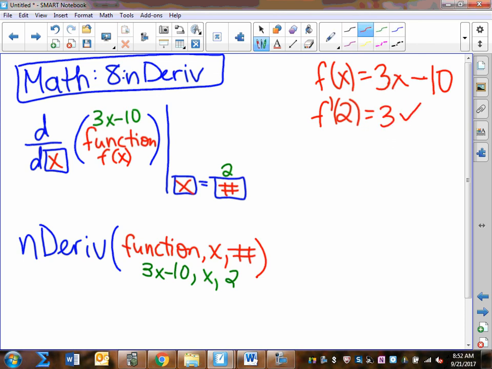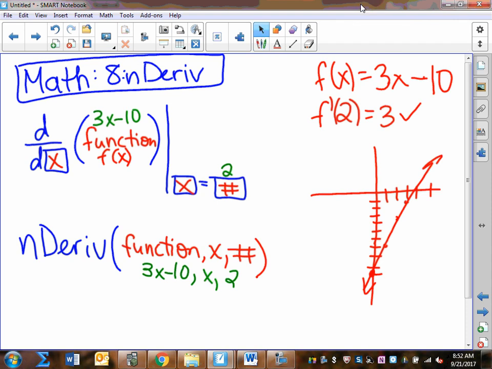Which means if I look at this function, it has a y-intercept of negative 10 and a slope of 3, right? 1, 2, 3, 1, looks like this. What is my slope at 2? Oh, 3, because that's the slope of the entire line, so that makes sense. Alright, so again, you have to put in your variable that you're taking the derivative with respect to, the function, and then the number you're looking at. Old update: function, variable, number you're looking at. Questions on how to use that?